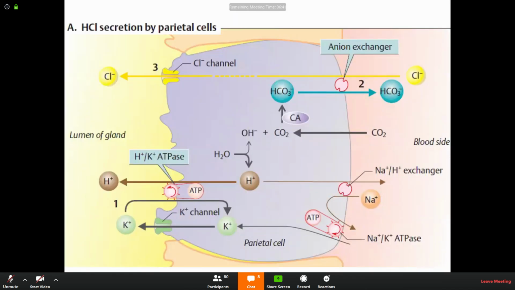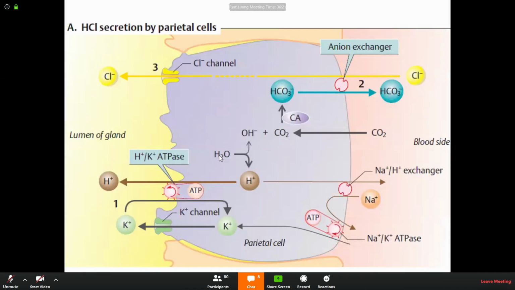Let's again see this figure. So this is the lumen of the gland. This is the interstitial fluid. And this one is the parietal cell.